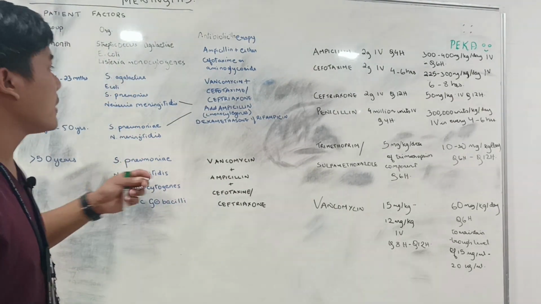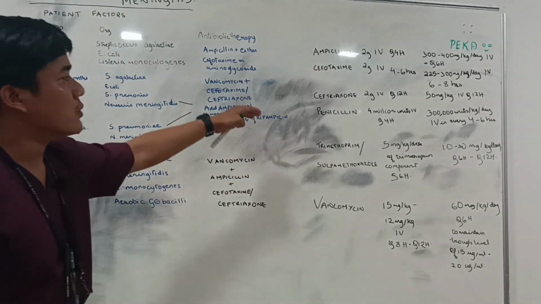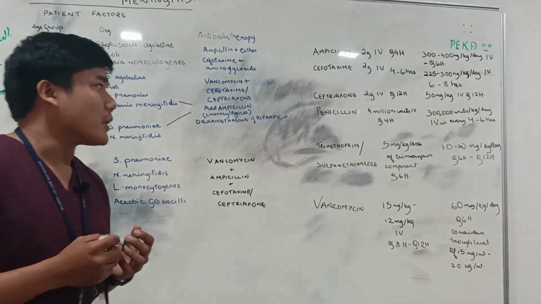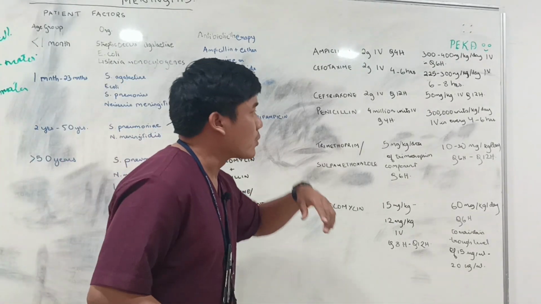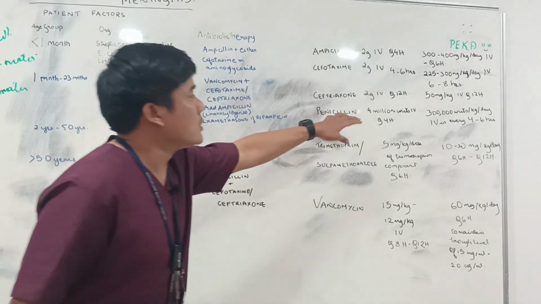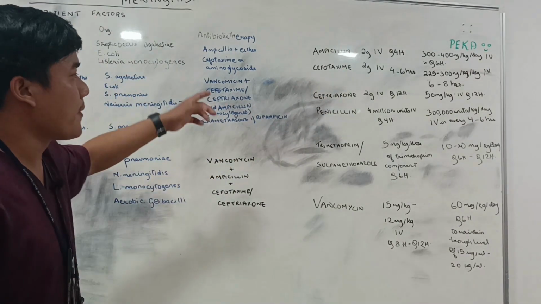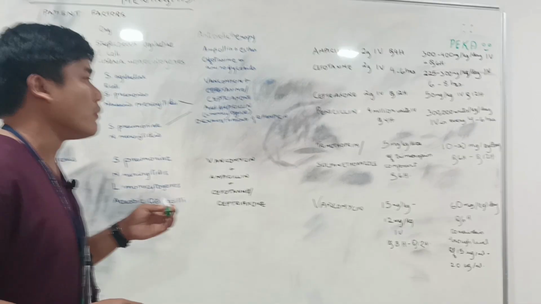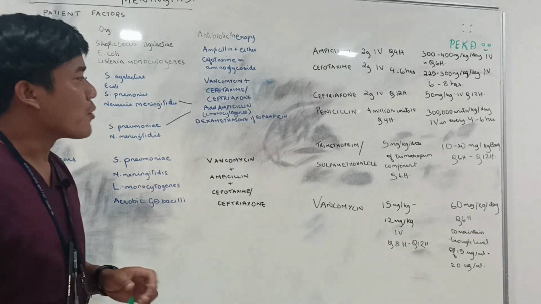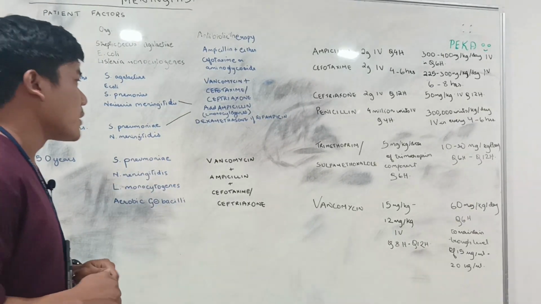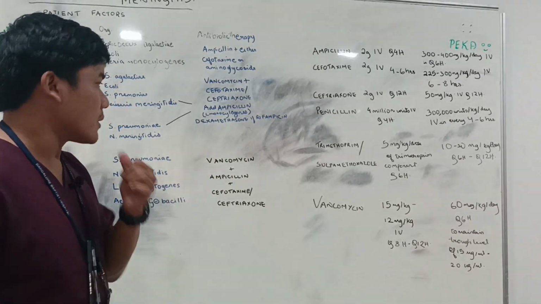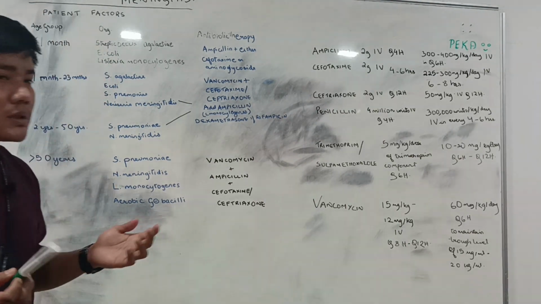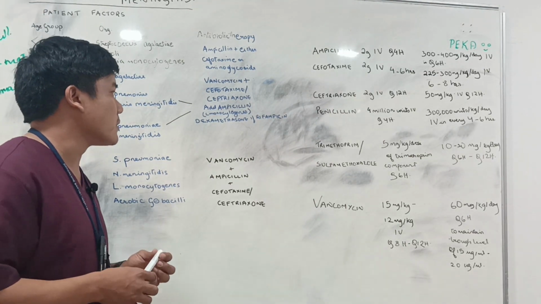Coming to ceftriaxone, 2 grams IV every 12 hours, and 50 mg per kg IV every 12 hours. These two are divided doses for pediatrics. And coming to penicillin, 4 million units IV every 4 hours, and for pediatrics 300,000, that's 3 lakh units per kg per day, IV every 4 to 6 hours.